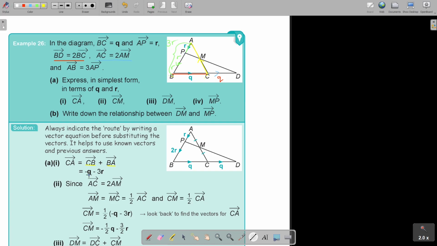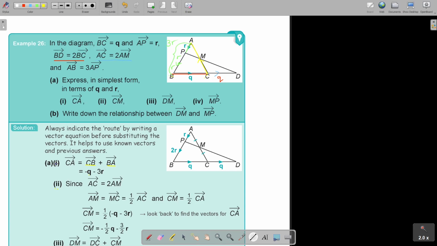This is the opposite direction, that's why it's negative 3R. Then it's finished. If you write it like this, usually in the second one you will use information from the first or from the top ones. Now, that is for CA.